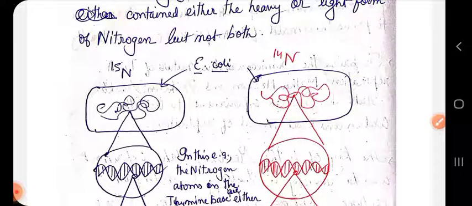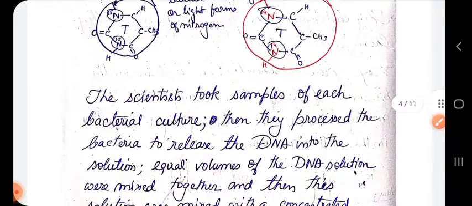They have distinguished the E. coli culture's DNA by culturing them on separate media. In one medium they have used the heavy isotope of nitrogen, N15. In another culture medium they have used the light form of nitrogen, N14. Now what did they do?